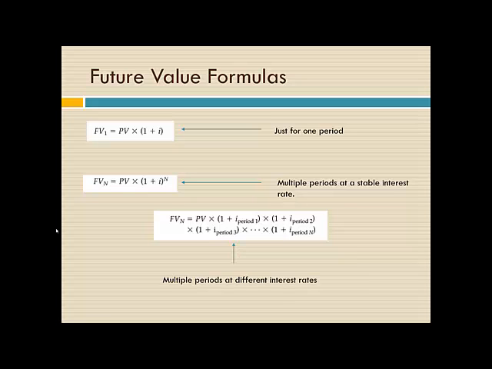which basically means the future value is equal to the present value times 1 plus the interest rate for period 1 times 1 plus the interest rate for period 2 times 1 plus the interest rate for period 3. And you can only use this when you have multiple periods at different interest rates.